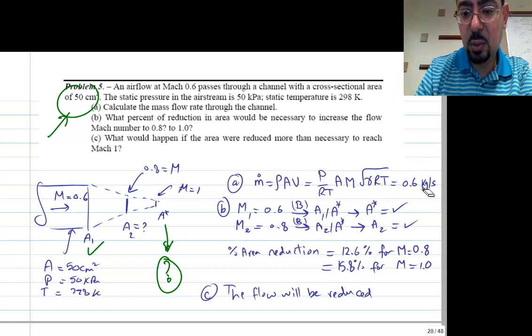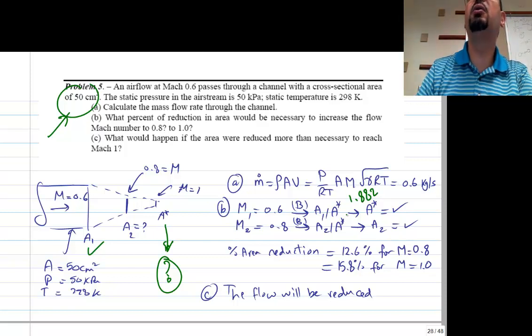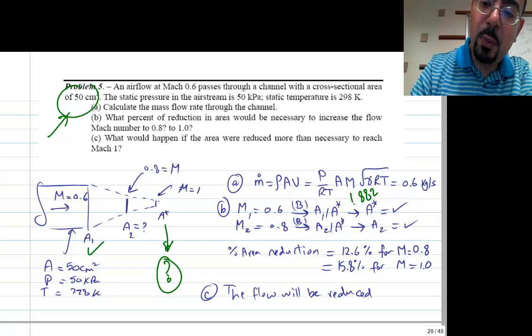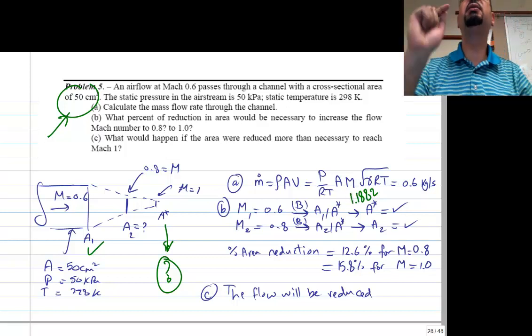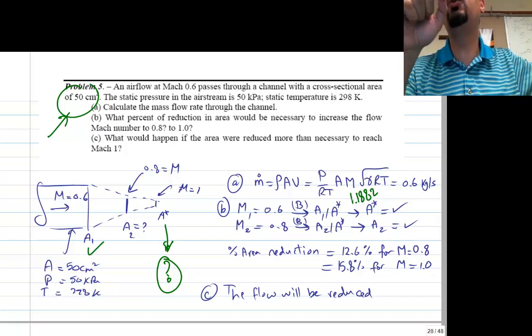For 0.6, 0.6 here. 1.1882. That's area 1 over area star for that Mach number. So let's call it area 1 over area star. Area 1 over area star is 1.188.